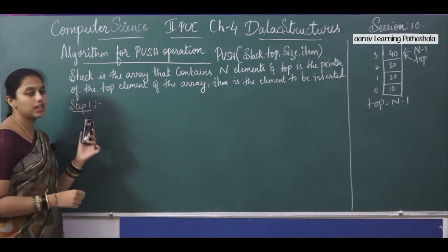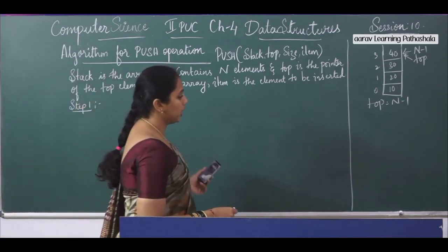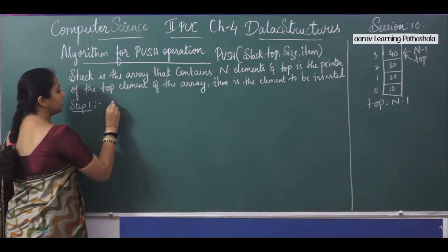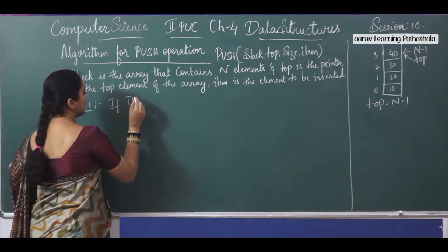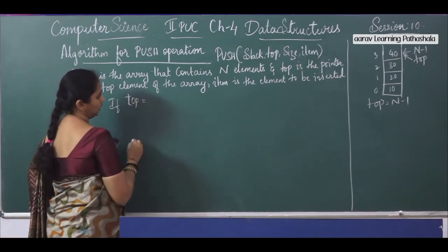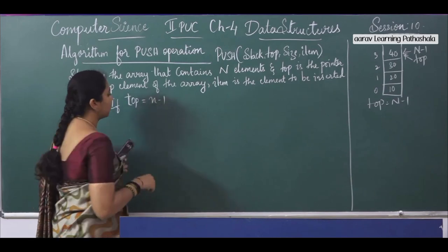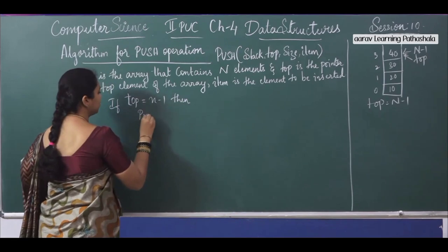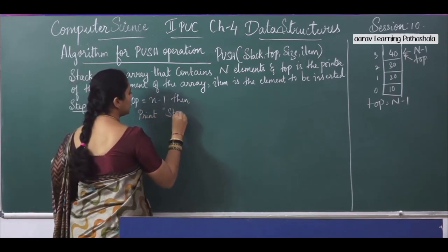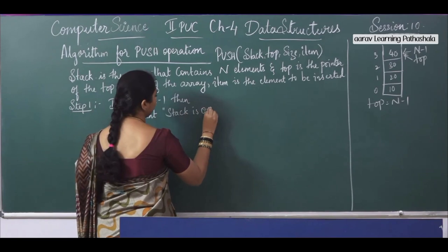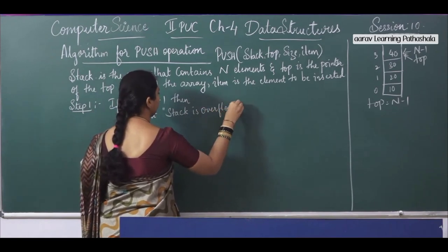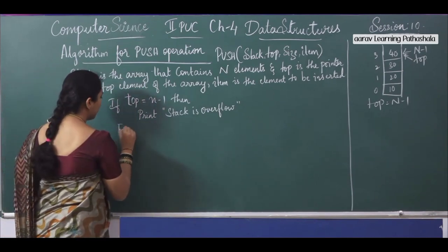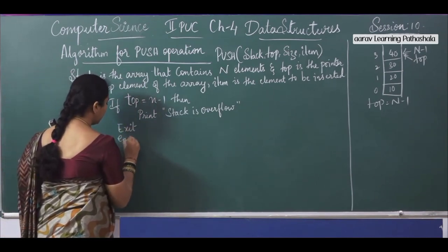So, what is the first step? First step, we have to check for the overflow state. So, what is the condition? If top is equal to n minus 1, then print stack is overflow. If the stack is overflow, we cannot insert an element into the stack. So, exit. End of if.